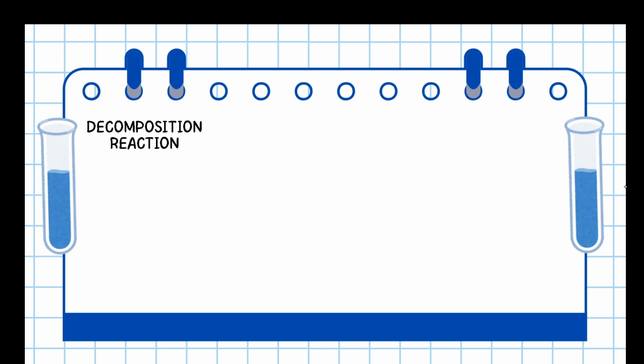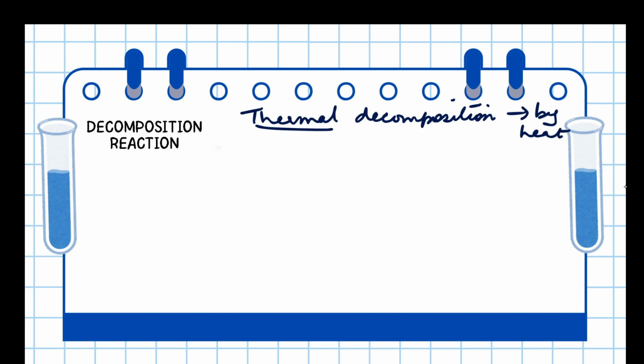Firstly, talking about the thermal decomposition reaction. From the word itself you will remember, it is a decomposition reaction brought about by heat. Okay, by heat only the compound is going to break down. So we have mercuric oxide. Mercuric oxide on heating forms mercury and oxygen. So two new elements are being formed.